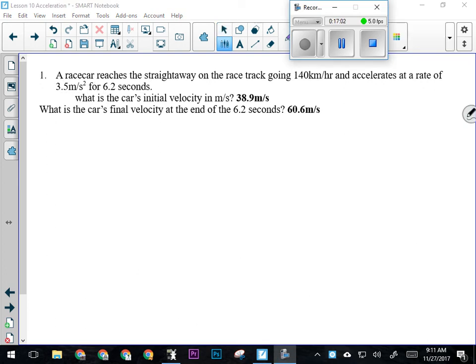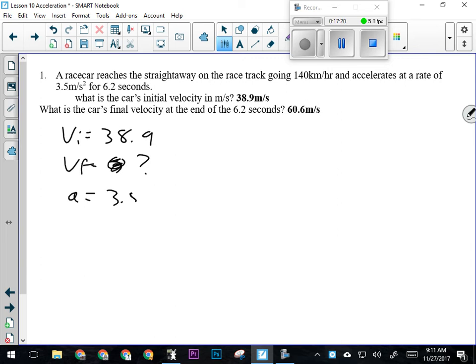All right, we know what the initial velocity is now, so we know VI is 38.9, and we're looking for VF. We know the acceleration is 3.5 meters per second squared, right? And we know that the time is 6.2 seconds.